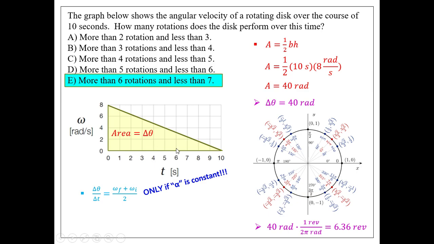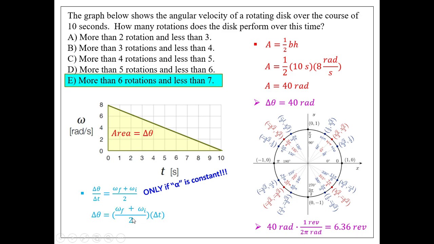This is a velocity time graph. The slope here is a constant negative slope. Well, the slope of a velocity time graph is your acceleration. Well, the slope is constant. Therefore, acceleration is also constant. So I can use that.